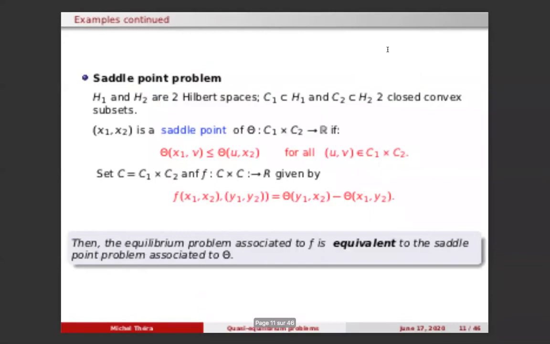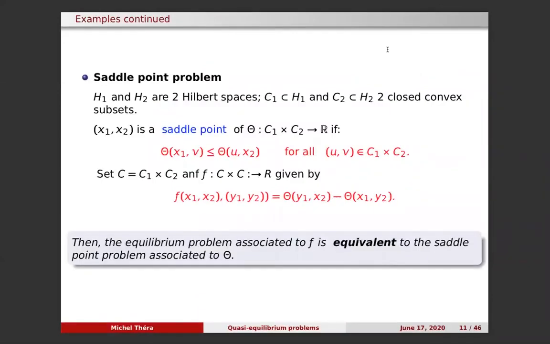Now maybe I can speak also about the saddle problem. For this problem, you have two Banach spaces H1 and H2, two sets C1 in H1 and C2 in H2, two closed convex subsets, and we say that the pair x1, x2 is a saddle point of theta, a function which is defined on C1 times C2, if and only if theta of x1, v is less than or equal to theta of u, x2 for every u, v in C1 times C2.